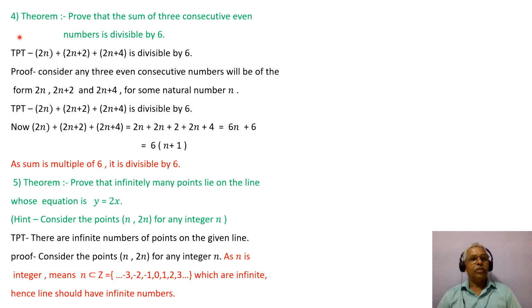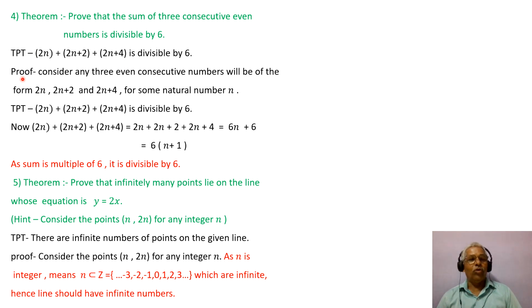Now the fourth one, theorem: prove that the sum of three consecutive even numbers is divisible by 6. Read this very carefully. We are trying to see the sum of three consecutive even numbers, and show that it's divisible by 6. So to prove that, 2n plus 2n plus 2 plus 2n plus 4 is divisible by 6. Now when you have to take even numbers, you always take in this form. 2n, this is definitely going to be even number, and next even number will be 2n plus 2, and next to that will be 2n plus 4.